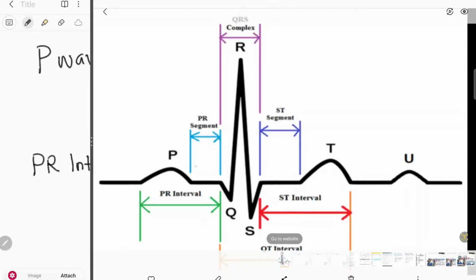We also have the PR interval. The PR interval begins from the beginning of the P wave and ends at the beginning of the QRS complex, and the normal PR interval is between 0.12 and 0.20 seconds.